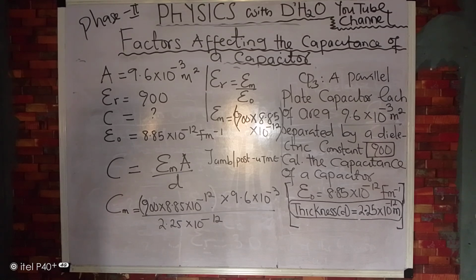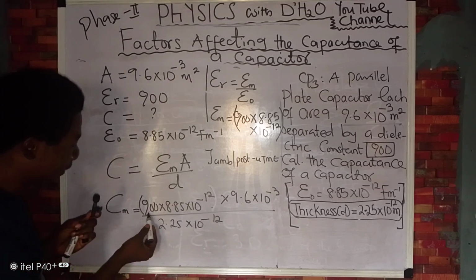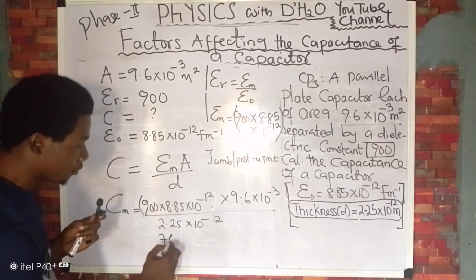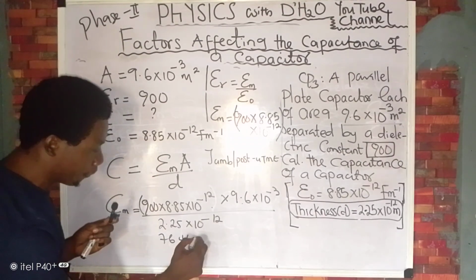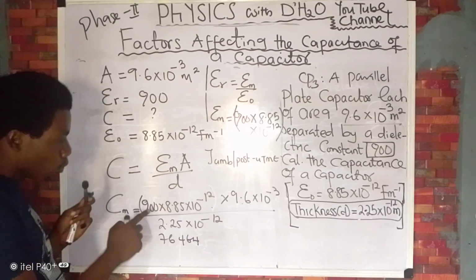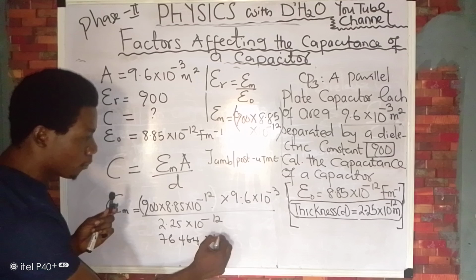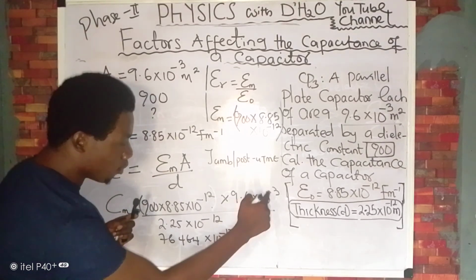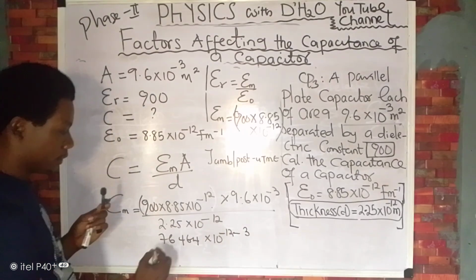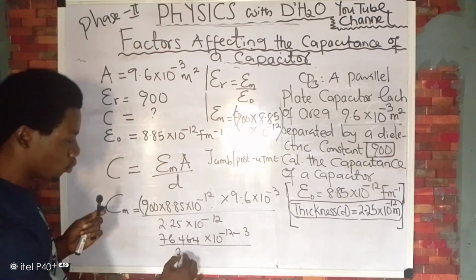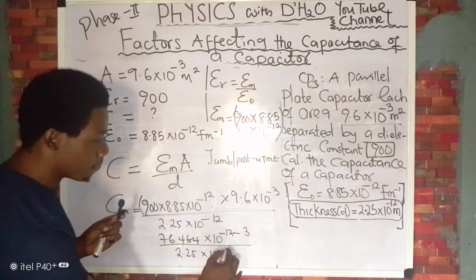900 times 8.85 times 9.6. That will give us 76464. Good. Then you pick the power of 10, so you have times 10 raised to the power of minus 12. Then you add this, which will give us minus 3. All over here you have 2.25 times 10 raised to the power of minus 12.